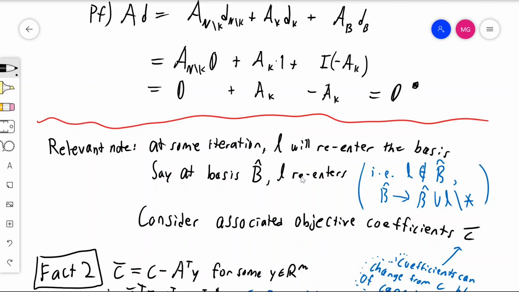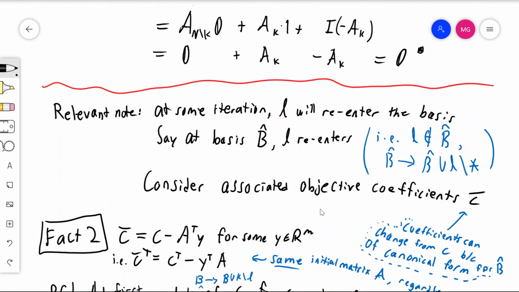And so let's not be off by one here. Here's what I mean when I say re-enters. It's not in the basis B hat, it's in the next basis. So at the basis B hat, you run your simplex iteration, and then the new basis is going to be B hat, and then you've added on L, and then you take out some random thing. I just put an asterisk there for whatever exits. We don't know, and we don't care, but that's what I mean. So it enters upon iterating at the basis B hat. So that's when it gets added on. Okay, so L exits at B, and it re-enters at B hat.